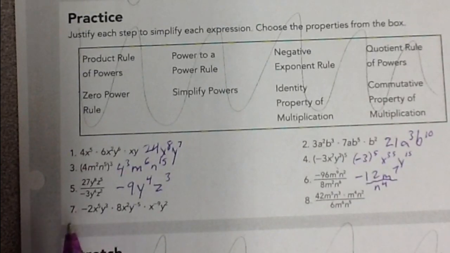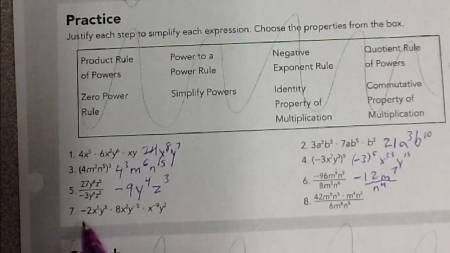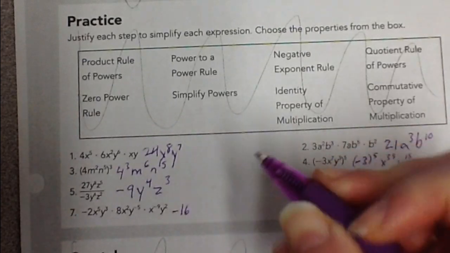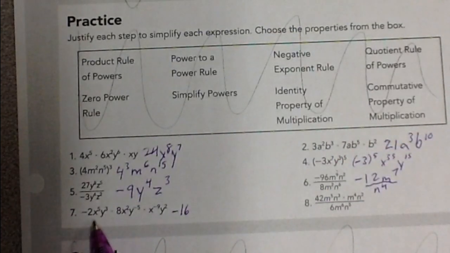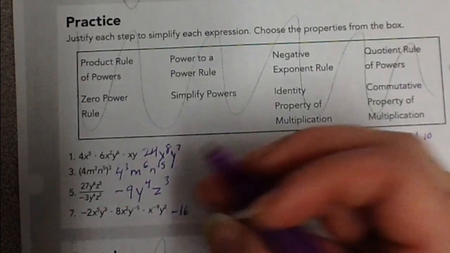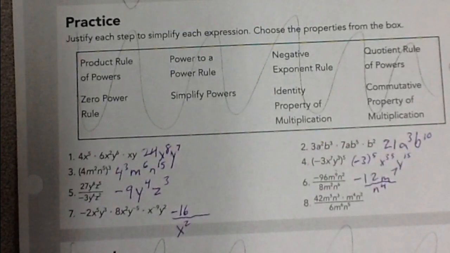Looking at number 7, this is just a bunch of product rule, but we have negatives as well. So looking at the whole numbers first, negative 2 times 8, that's a negative 16. For the x's, I have 5 here, 2 more here, so I'm up to 7. Ooh, but then negative 9, so that's a negative 2. So I'm going to put those on the bottom so they can be positive.